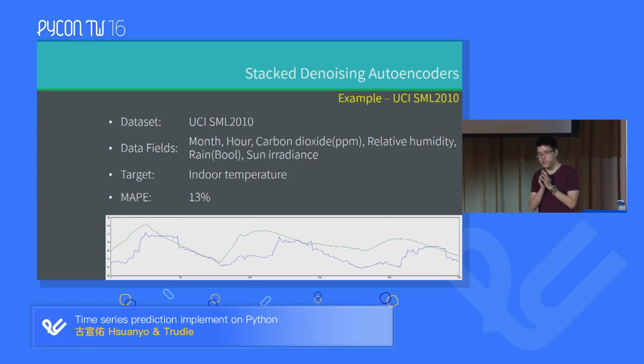And I'm going to talk about 2 experiments in the UCI dataset. The first one is UCI SML 2010, and the main target is to predict the indoor temperature. I use the 6 parameters to predict the indoor temperature. And you can see that the result is the mean average percentage error is 13%. In other words, the mean average error of this model is below 1 Celsius degree.